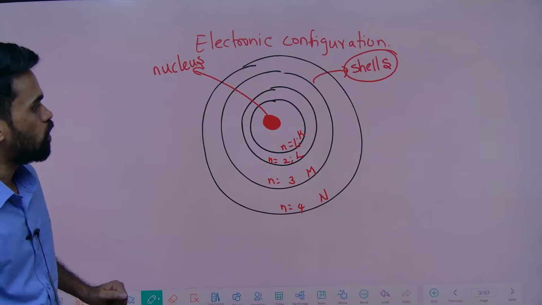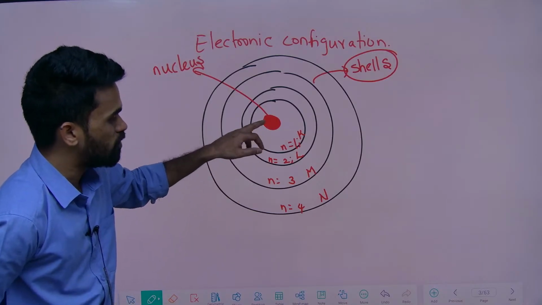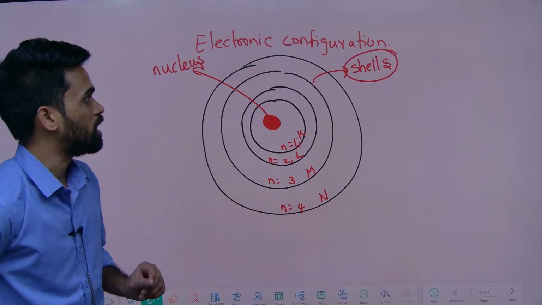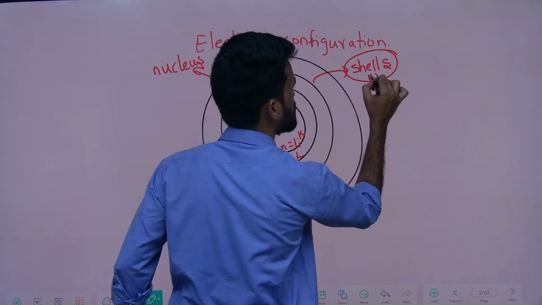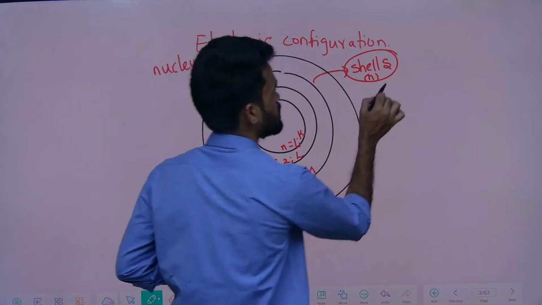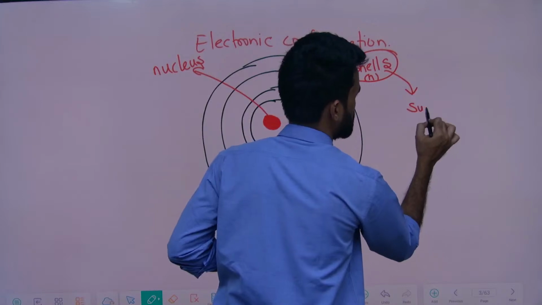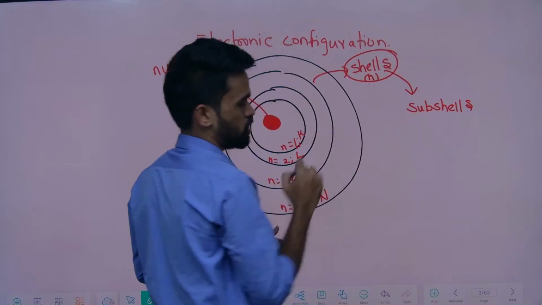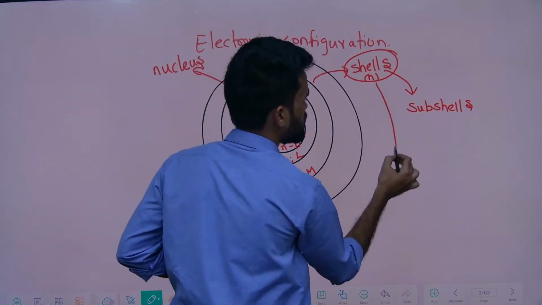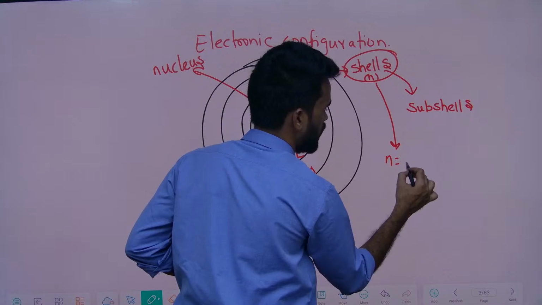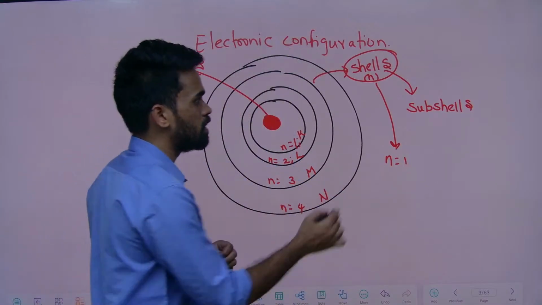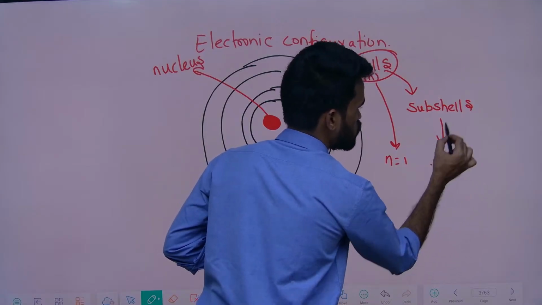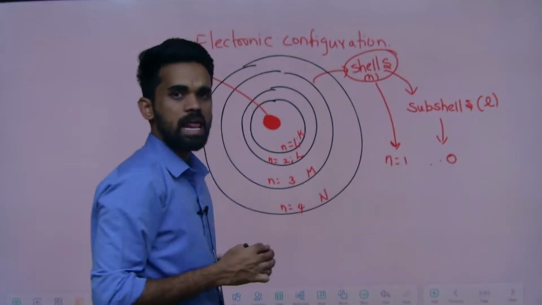So it means as we go away from the nucleus, from the center, the n value gets increased. What do we mean by n? n is nothing but shells. These shells contain subshells. Within the shells we have subshells. If shell number equals 1, then subshell number will be 0. Subshells are indicated with the letter l, small l.